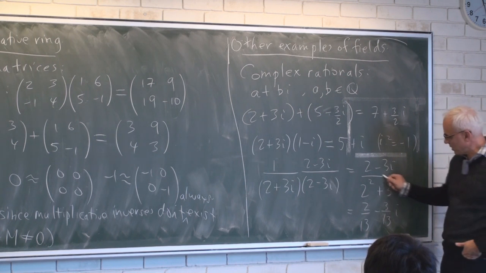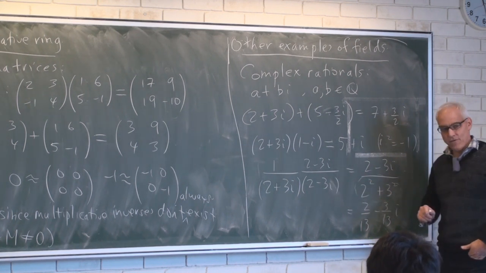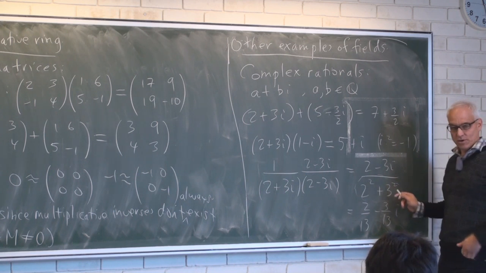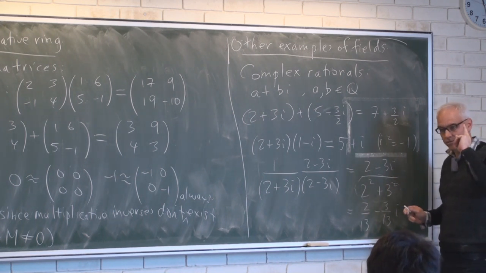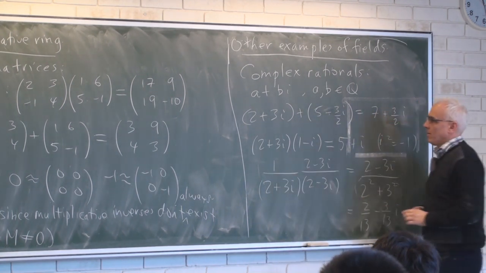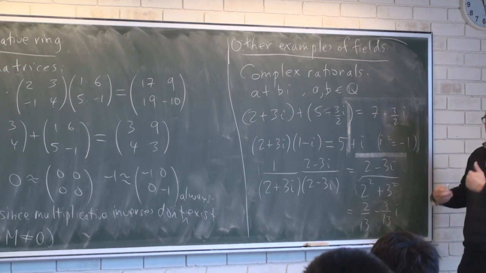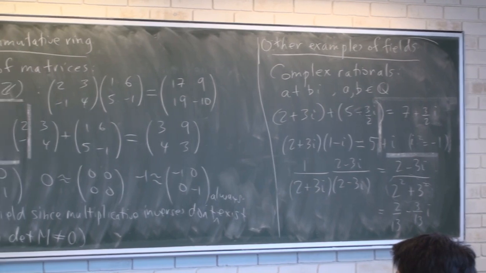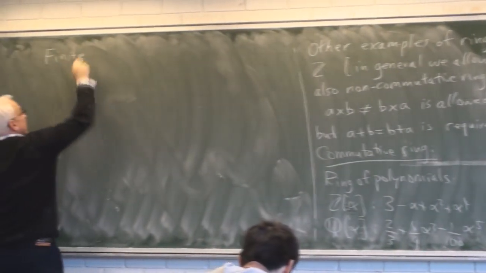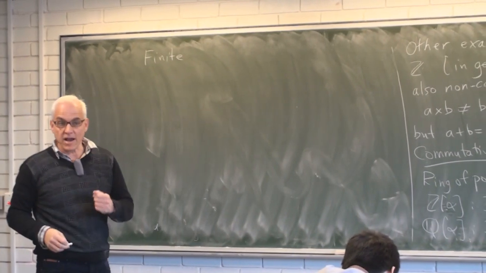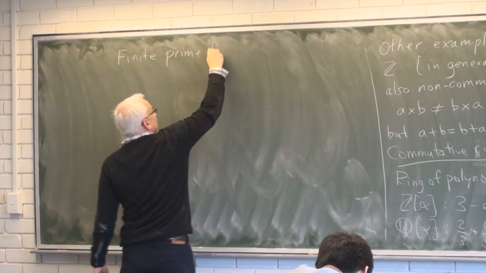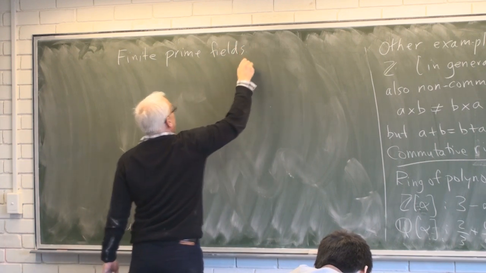And you can see that this works for all a plus bi as long as a squared plus b squared does not equal 0. In other words, every non-zero complex rational has a multiplicative inverse. Okay, another example of other kinds of fields are the finite fields. And I'm only going to tell you about finite prime fields because the non-prime fields are a little bit more complicated to describe.